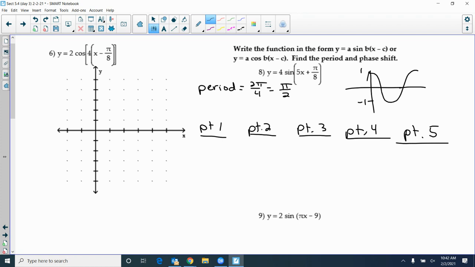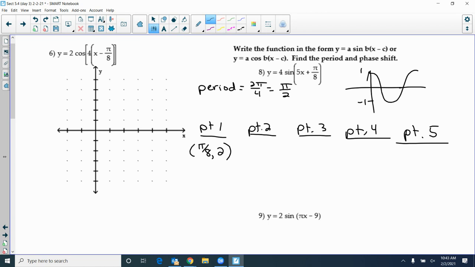What's going to move it? We've tried to talk about this a couple times. The phase shift moves it. Which way is minus pi over 8 going to move? It's actually going to move it right pi over 8. So this is going to start at pi over 8. What's going to be the y coordinate though? It's usually 1, but now it's going to be 2, because of this 2 out in front. That changes the amplitude. So pi over 8, 2.